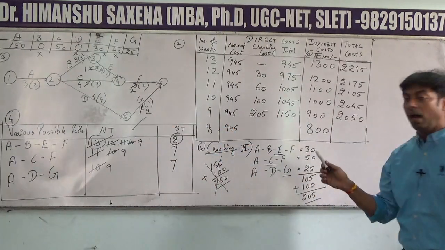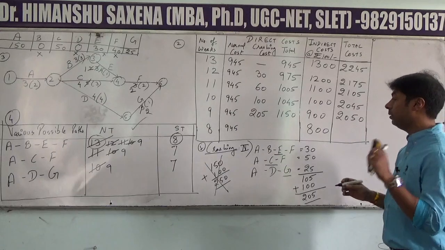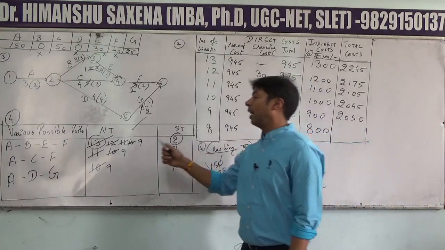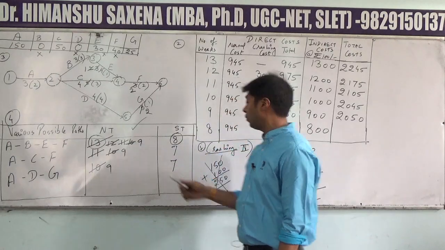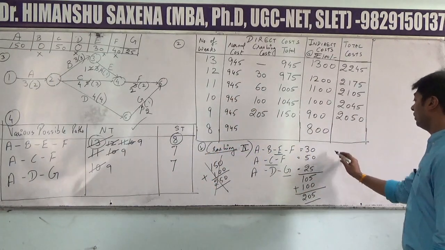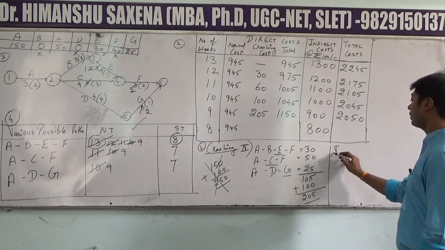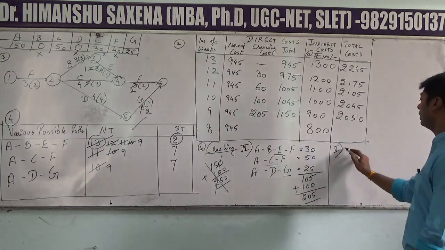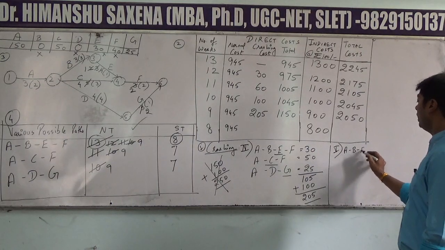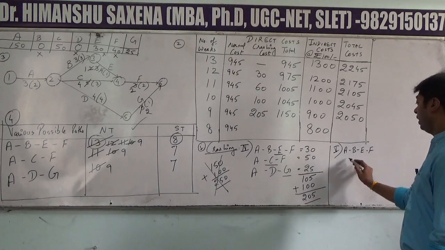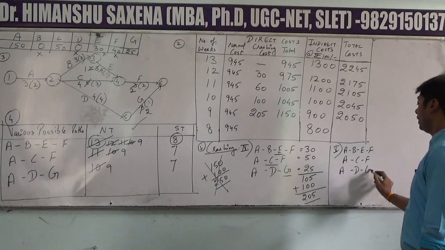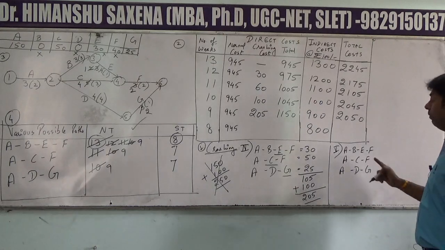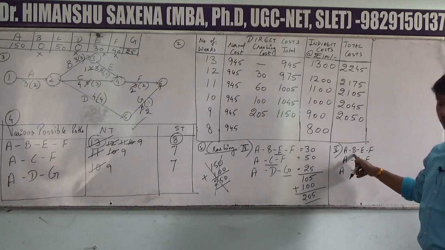Now we come to the last crashing of today's lecture. That is the crashing of all these 3 paths. Right? Again, all these durations are equal. So in the next crashing, the last crashing, we will have to select all these 3 paths: A, B, E, F, then A, C, F, and A, D, G.